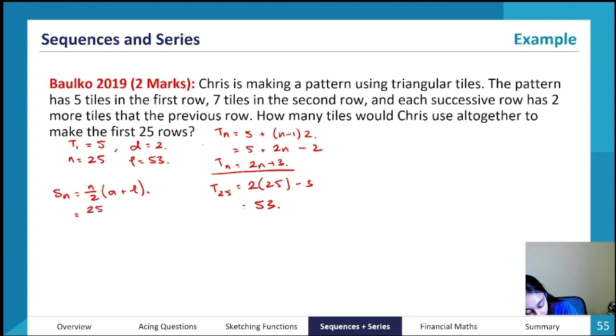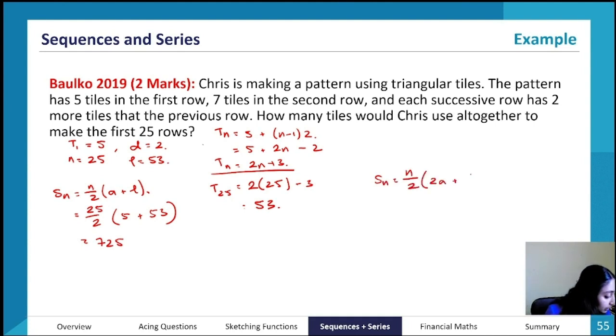So we can write 25 on 2 times 5 plus 53, which my brain couldn't tell me what the answer is. So we'll go 25 on 2 times 5 plus 53. That's 725. Another way that we could do this is by putting it directly into our second equation, which is Sn is equal to n on 2 times 2a plus, I think it's n minus 1 d.